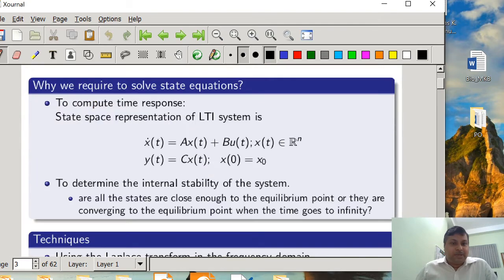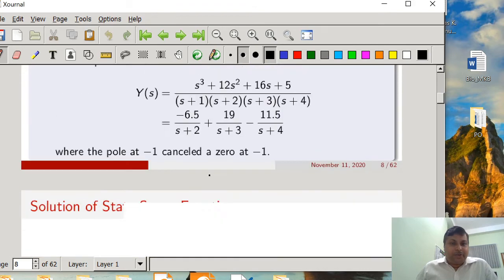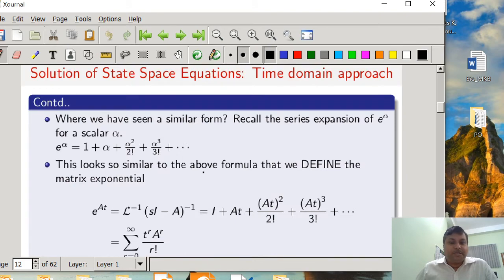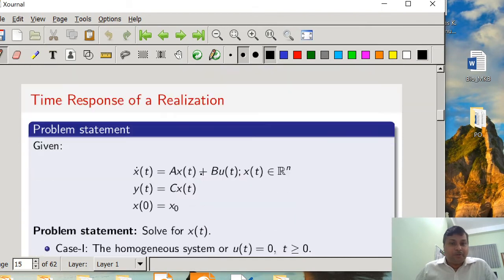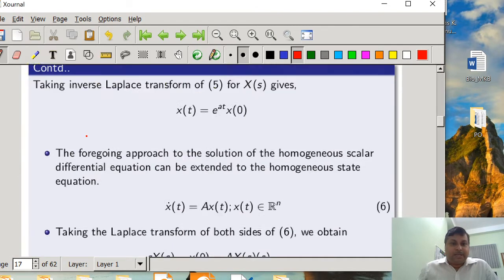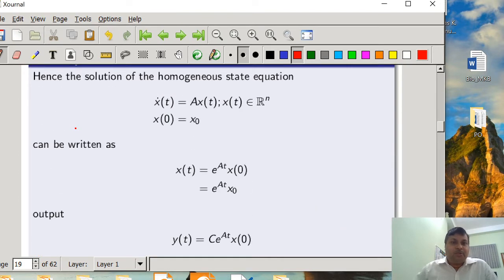Last class we saw that a homogeneous state equation indicates that the input of the system will be equal to 0, and it is represented by the equation x dot equal to Ax and y equal to Cx, with the initial conditions. If we want to solve this state equation, we have come to know that the solution is x of t equal to e to the power At x of 0.